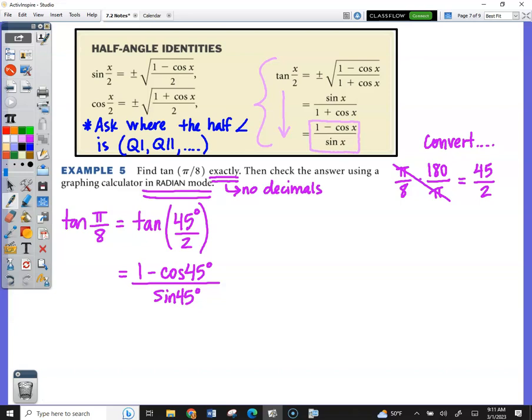Where do I get that? Unit circle. You've got your unit circle right in front of you. Find 45 degrees. Cosine is the x-coordinate. I wrote this like that. Sine is the y-coordinate.